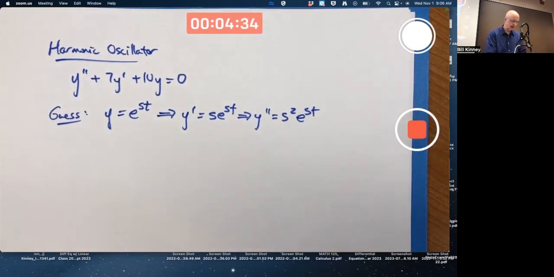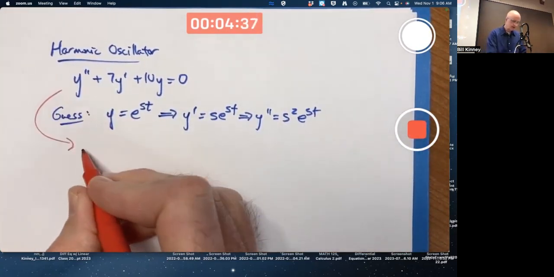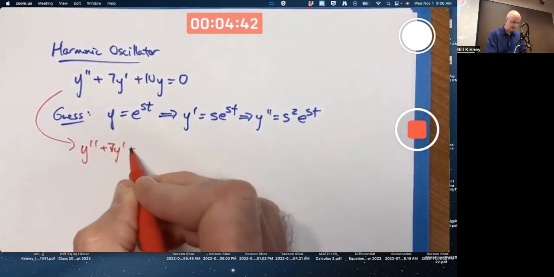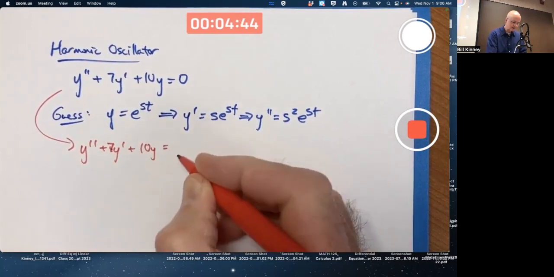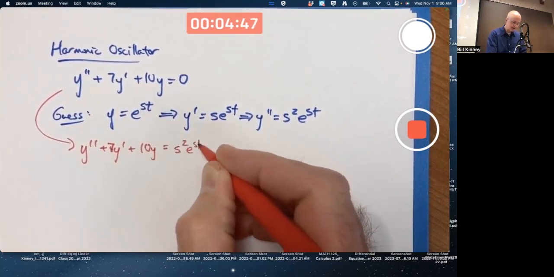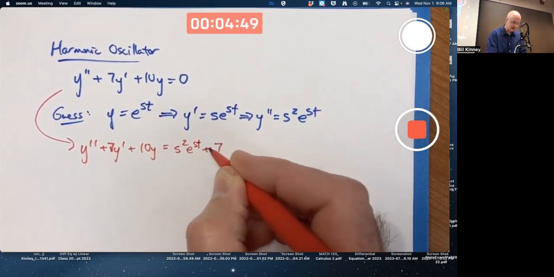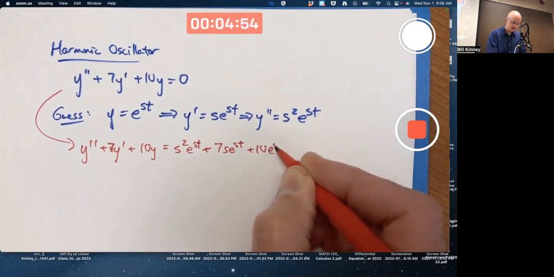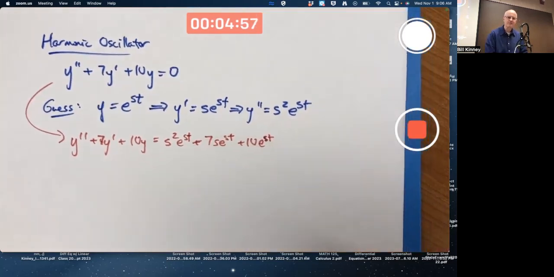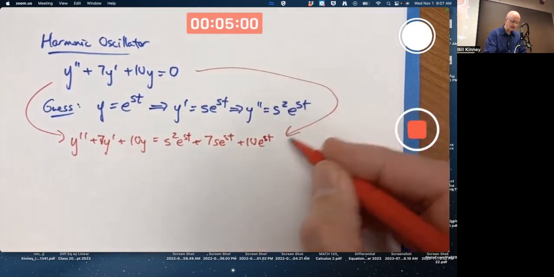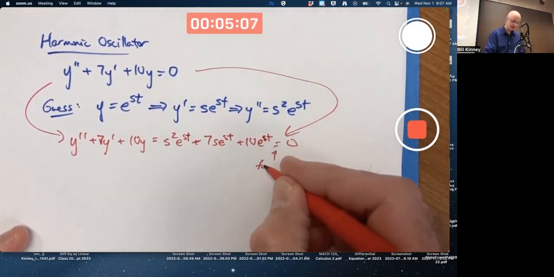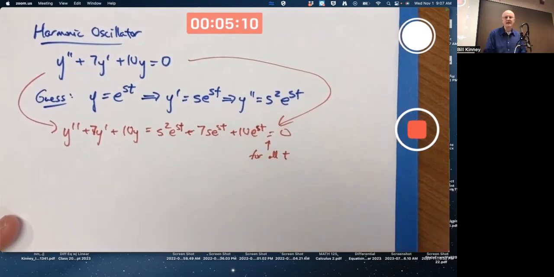Substitute that into the differential equation. y double prime plus 7y prime plus 10y becomes s squared e to the st plus 7s e to the st plus 10 e to the st. That's what the left-hand side becomes. You want it to equal the right-hand side, 0, no matter what t is. You want this to be true for all t. How can that possibly happen?